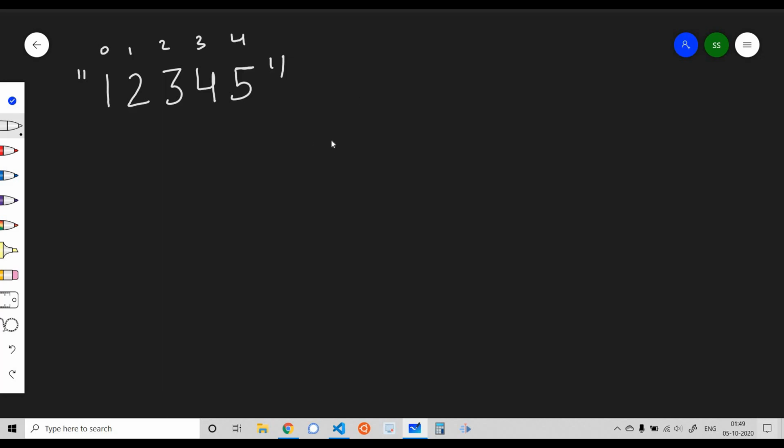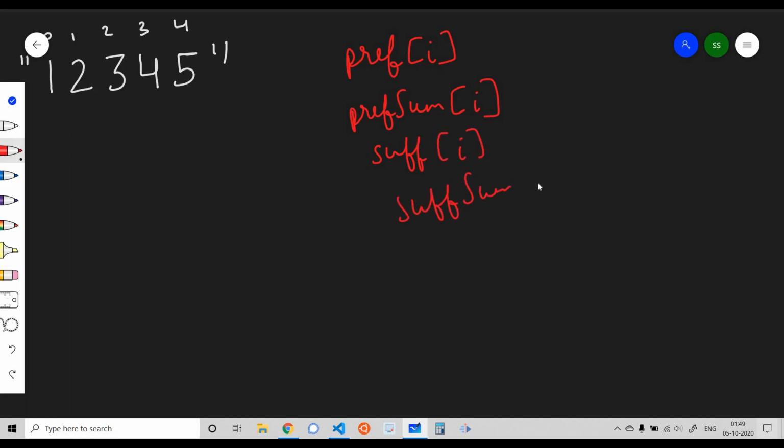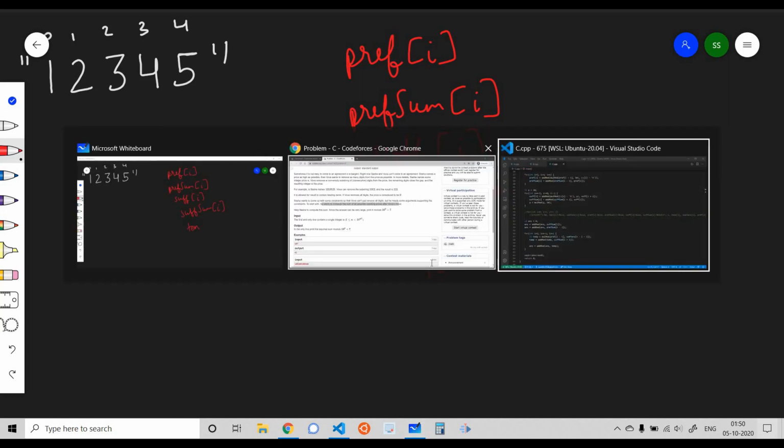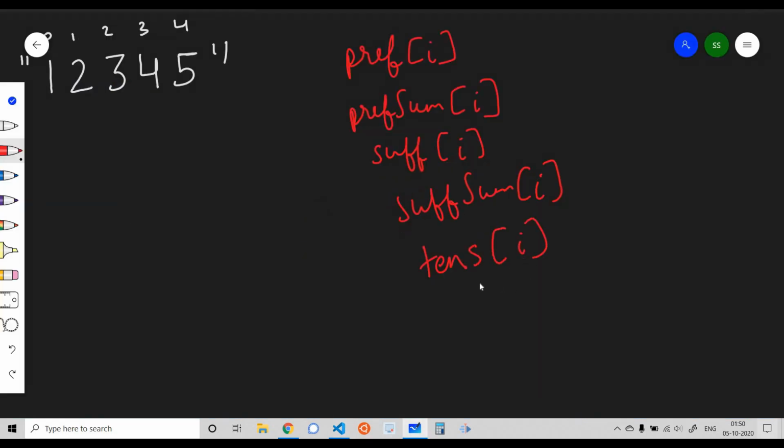These are the indexes. Now I use a few terms, which are pref i and prefsum i, suff i and suffsum i. Again, there are more terms. Wait, hang on. There is the power of 10. Let's see what I've named it. I named it tens i and sumtens i. Yeah, these are the 6 things, the 6 data structures or arrays which I would be using in my solution.